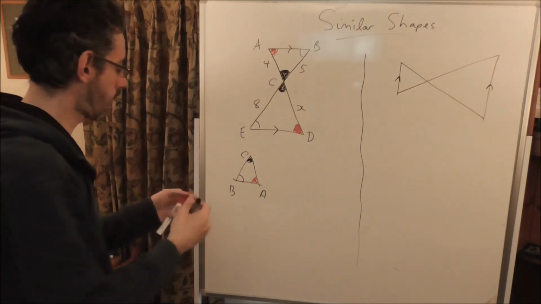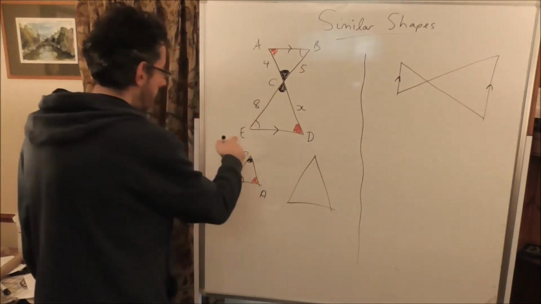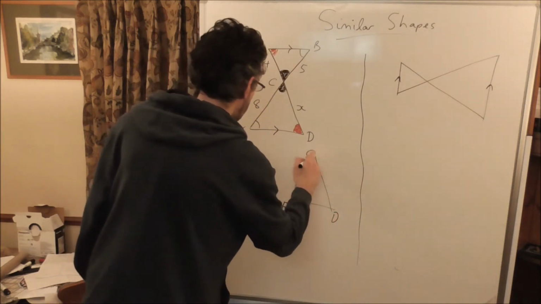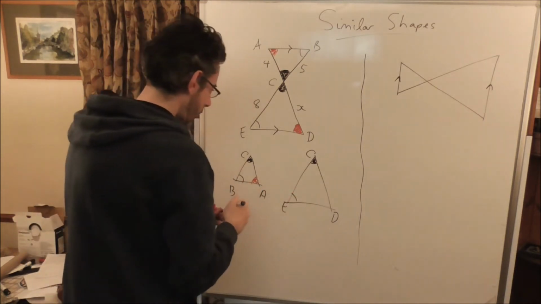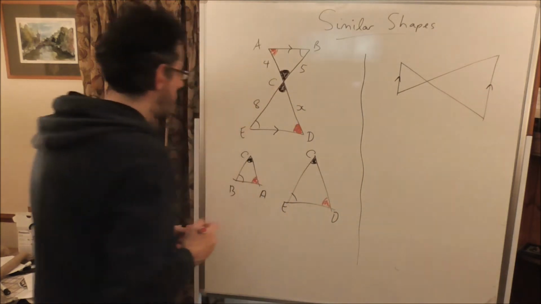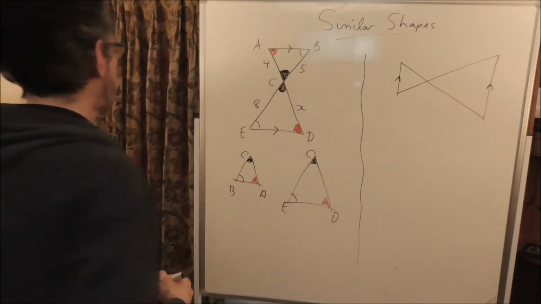And I'll just copy the other one. This big triangle, let's copy it down here. So E is still there, D is still there, C is still there. And just mark the angles. There we go. And I'll just put the measurements I know on the triangles.